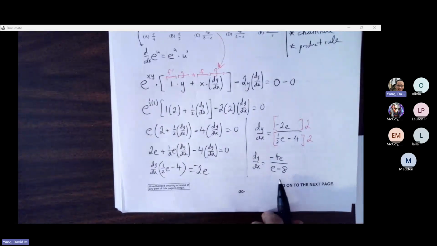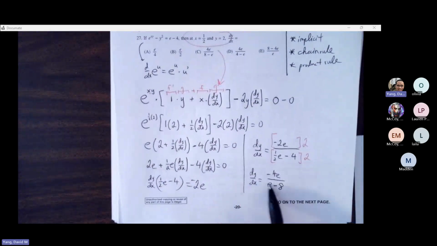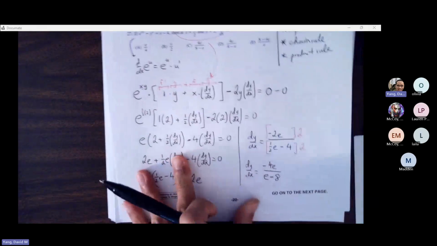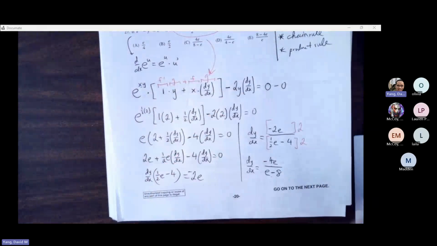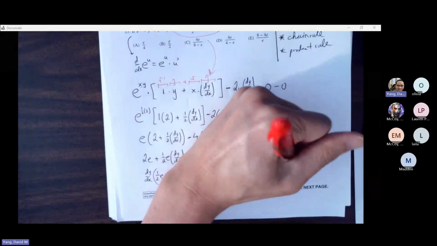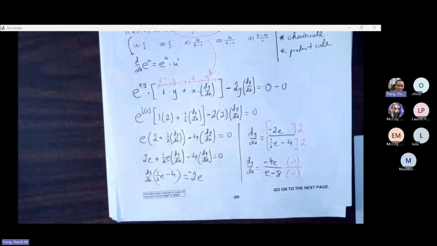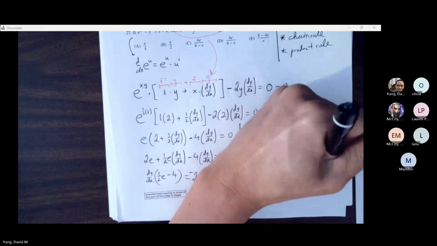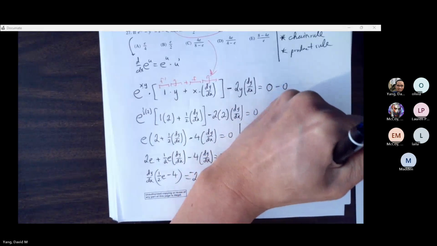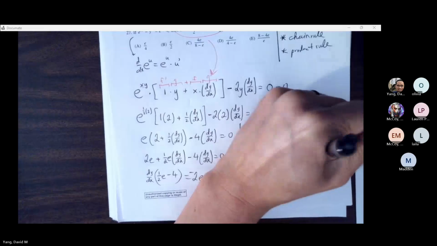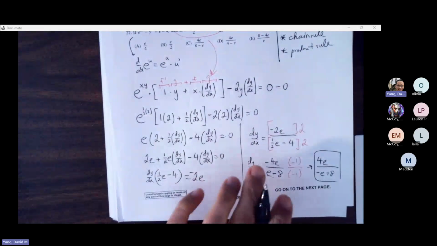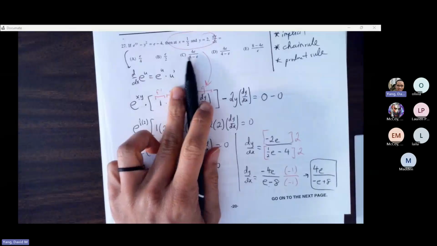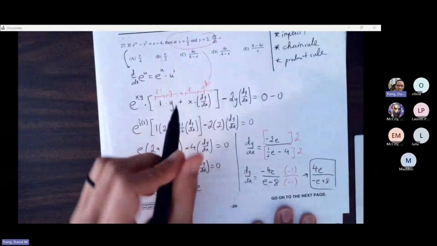And this doesn't quite match the answer choices that I have above. So we can always quickly get to a different version of your answer by just multiplying the top and bottom by -1. See if that will produce one of the answer choices that you're hoping to see. Now I have 4e over -e plus 8. That's the same thing as 4e over 8 minus e. So answer choice C.